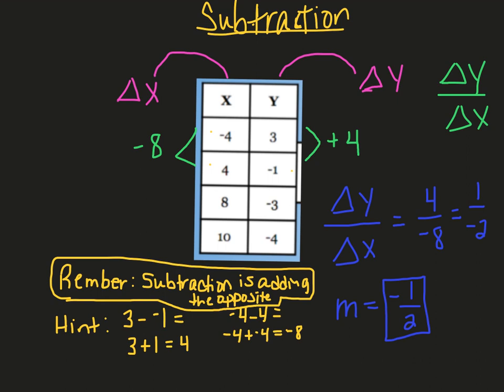Now, I could graph this for you, but I don't have time, and I could prove to you that it is a negative slope, because remember, if it has a negative slope, the line will look like this. From left to right, it goes down.